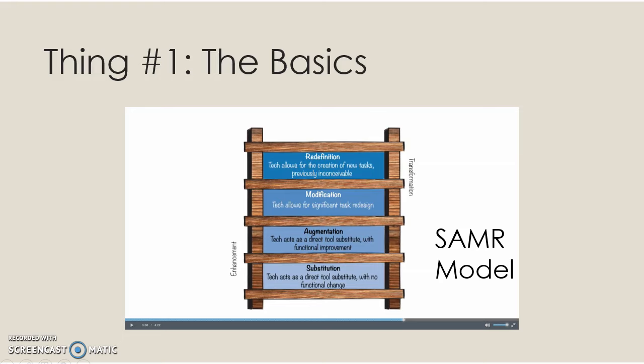SAMR is used to implement technology in the classroom. Substitution could be used to simply write a paper in Word. Augmentation could be used to help students format their paper and use spell check. Modification could include allowing the students to write the paper in Google Docs and having their peers edit the paper. Redefinition is when the students could take their paper and turn it into a movie.